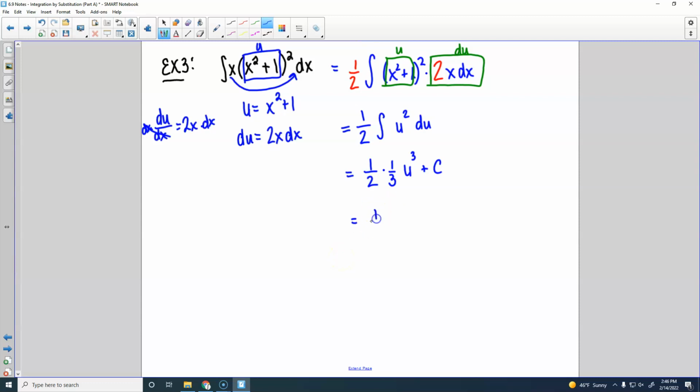And so we will get 1/6 u to the 3rd plus C. And we can replace our u back with our x. Do not forget the C.